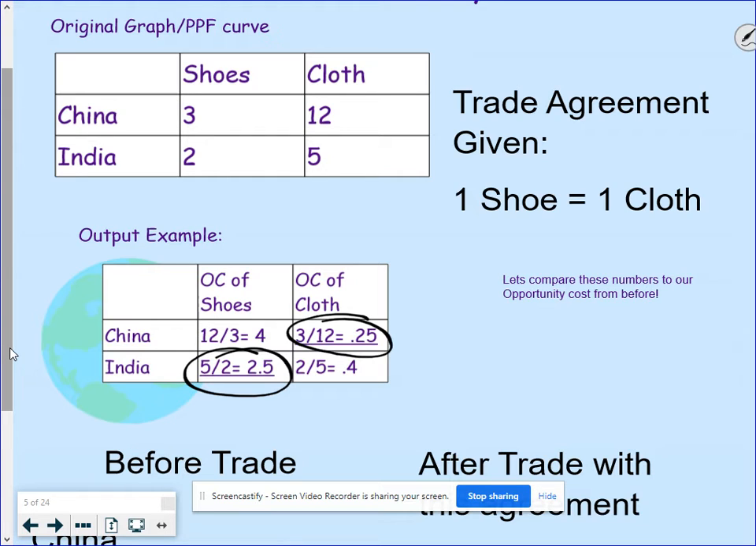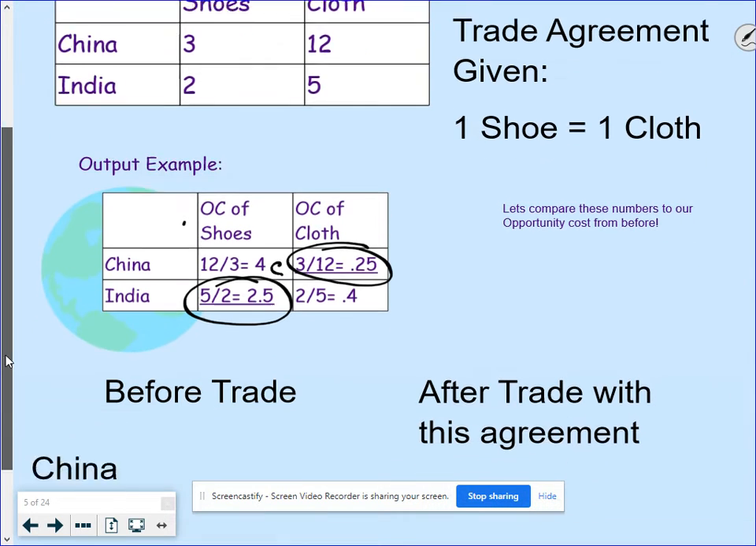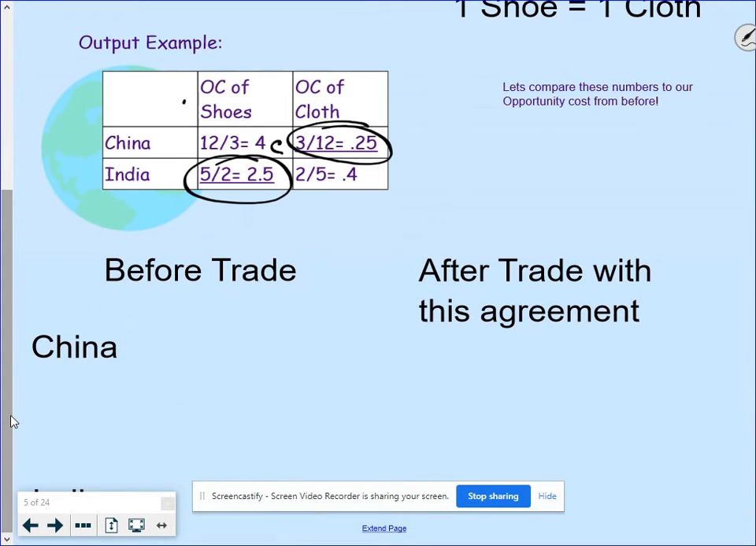Okay, so here's the thing. Josh, what is China going to have to buy? They're going to have to buy shoes because they're not making shoes. Morgan, if China by themselves made shoes, do you remember how many cloths they would have to give up? 4, because remember, this is in units of cloth. So before trade, for China, one shoe costs 4 cloths.